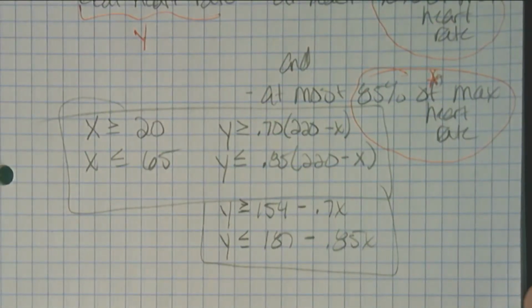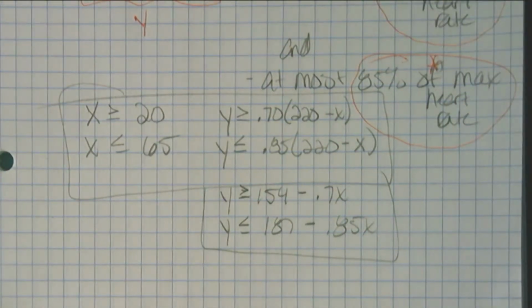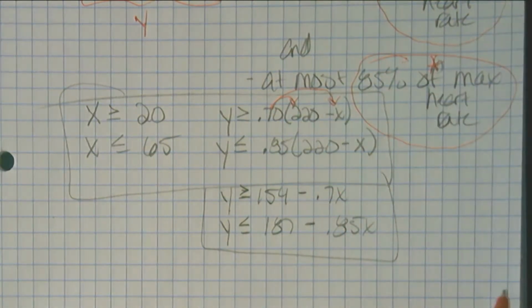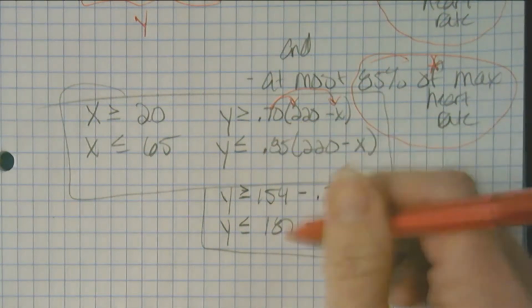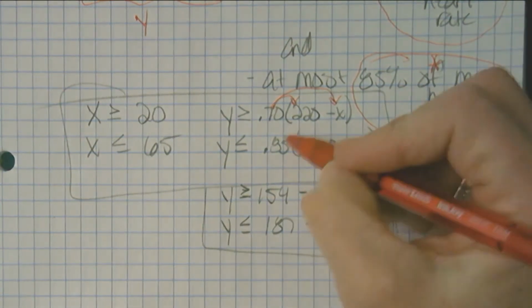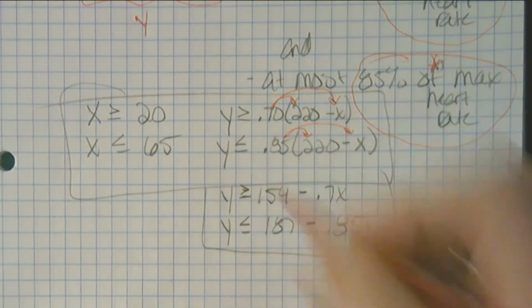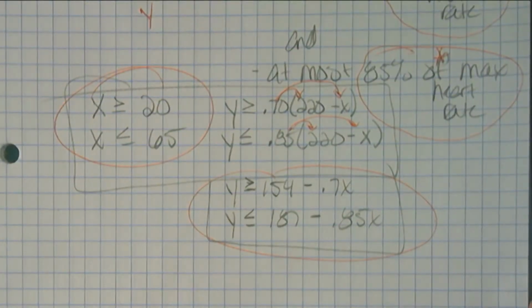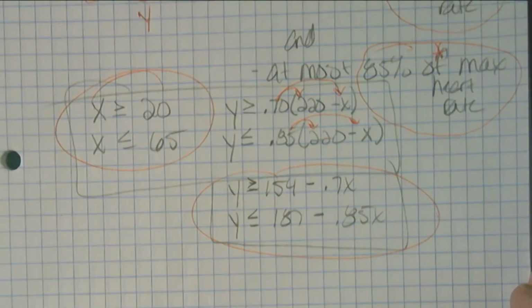Now, here's the tricky part of questions on the equations. Molly? I did the distributive property. So these bottom ones are what happens when I do the distributive property.